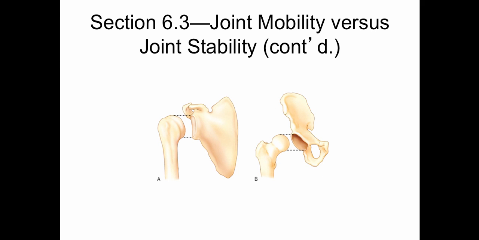The figure on the left shows the shallow socket of the shoulder joint. The figure on the right shows the deep socket of the hip joint. As a result, the shoulder joint allows greater mobility, while the hip has greater stability. The shoulder joint is less stable, and the hip joint is less mobile.